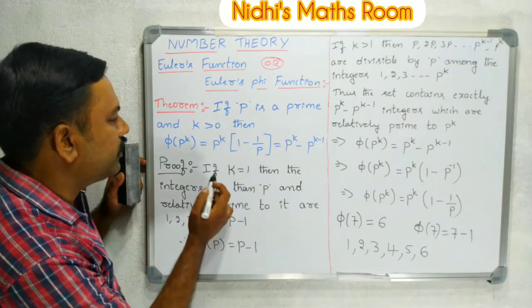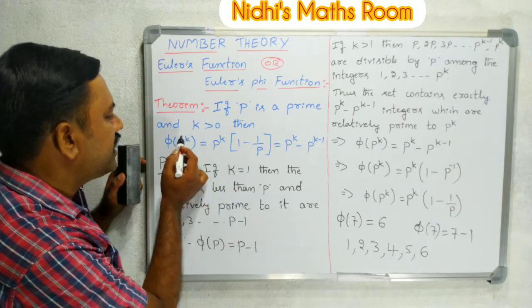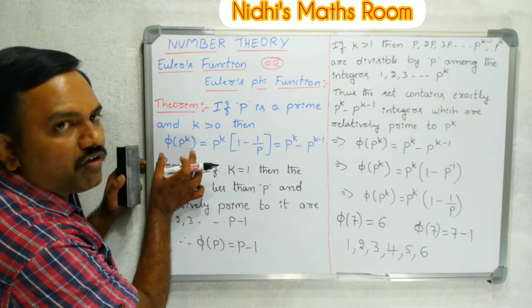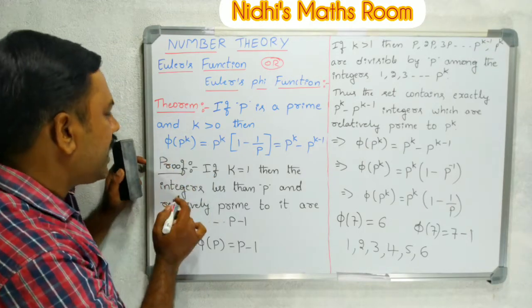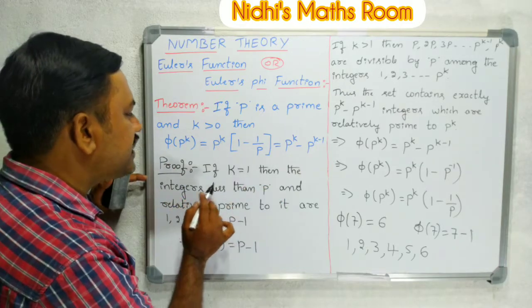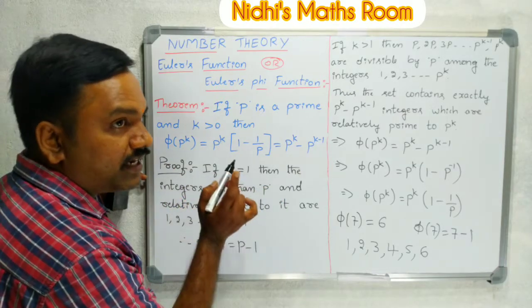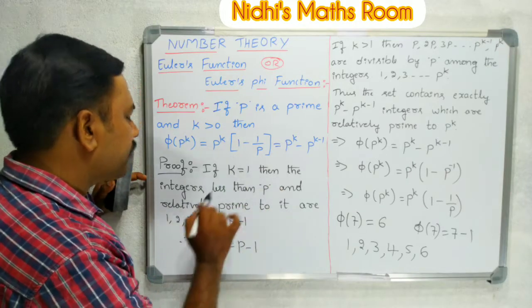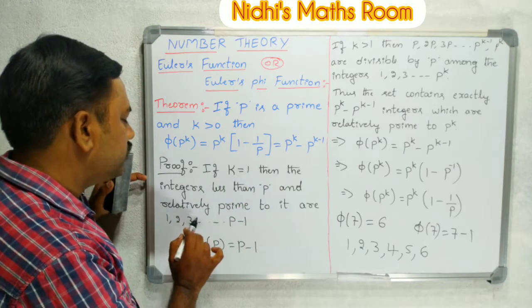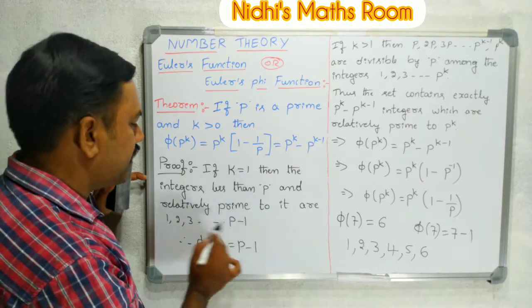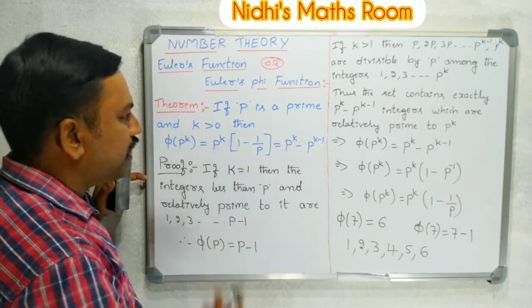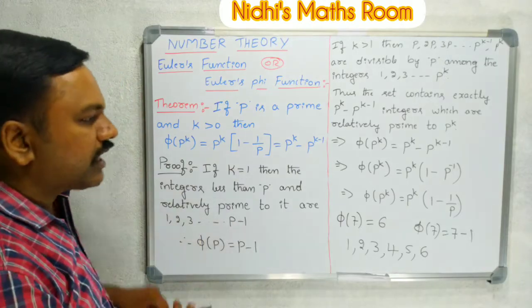That is what I have said here. If k is equal to 1, that means if we substitute k is equal to 1 for this, that gives φ of p. So the integers less than p and relatively prime to p are 1, 2, 3, so on up to p minus 1. Everything less than p is relatively prime to p. That is what is said. Understood? Okay.